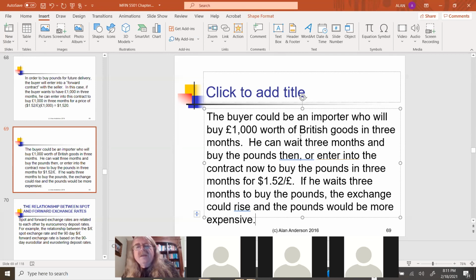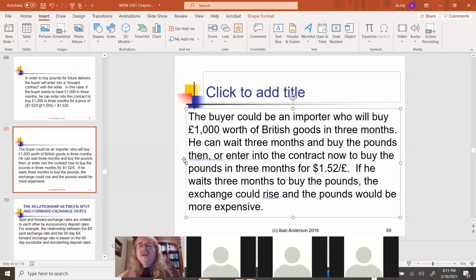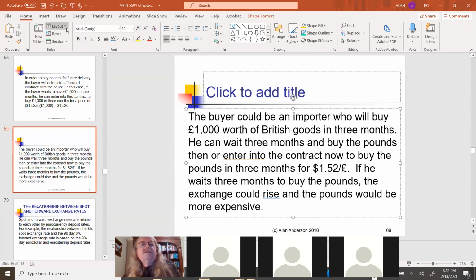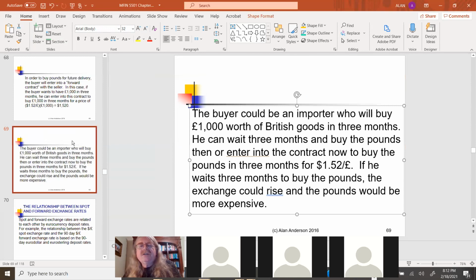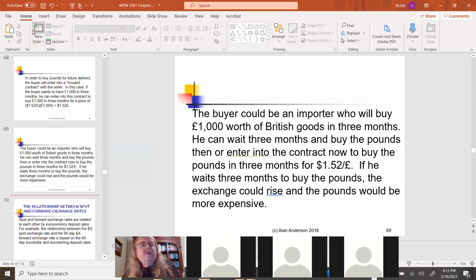All right. So in other words, he's being given an opportunity to lock in the price now. He doesn't need them for 3 months and he doesn't want to pay for them for 3 months either, but he does want to lock in the price. Otherwise, what if it goes up to $1.55, for example, or $1.60? He doesn't want to take that risk. So this is a way that you can eliminate your foreign exchange risk by locking in the price today.